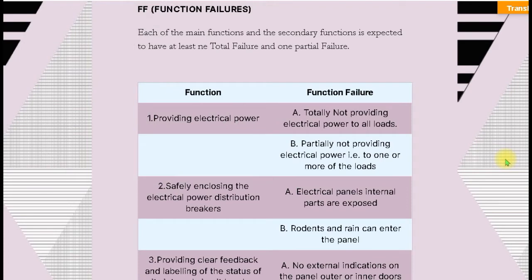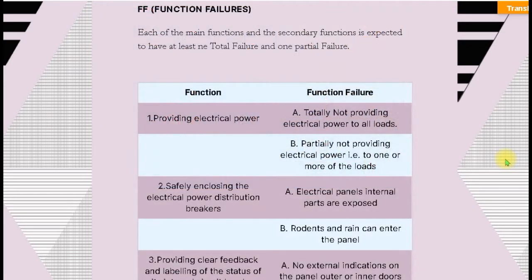What other secondary function can be there? It's providing clear feedback of the status of the breakers, whether tripping or running, switched on or off. So there may be no indications at all on the front of the panel, or maybe there are some indications but some labeling is worn out. So that's a failure. If the labels are worn out or the lamp that indicates the panel is switched on or off is worn out, that's a failure or partial failure of a secondary function. It's not preventing the main function of the panel. Still the loads are supplied, but I cannot get the status of the panel itself.